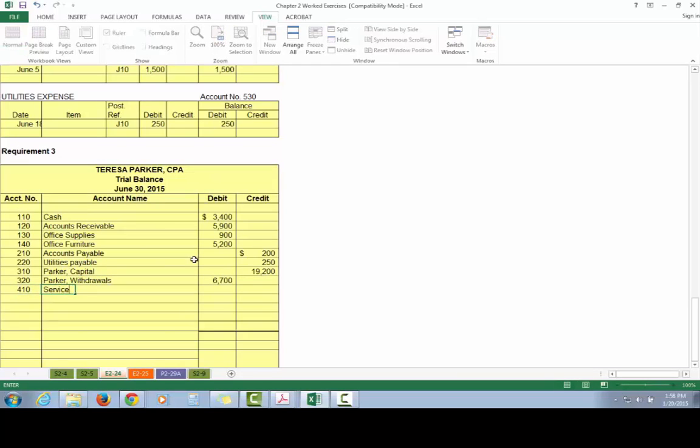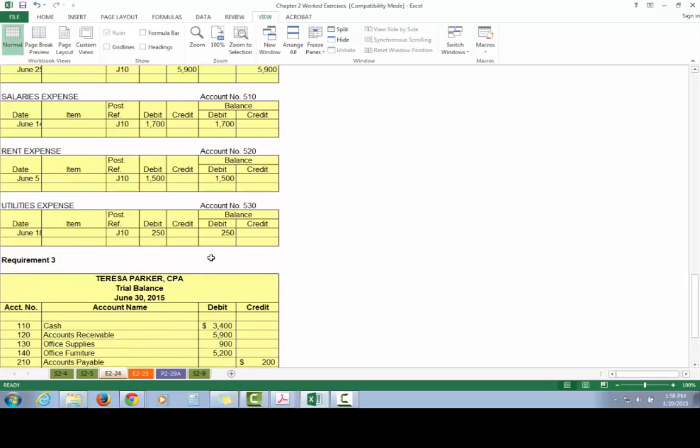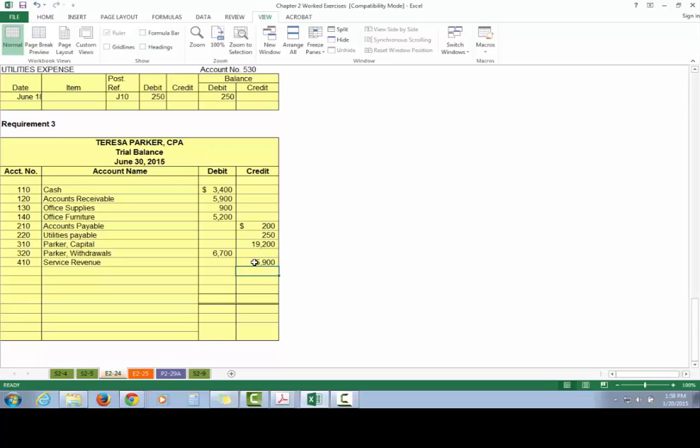Then we're on to service revenue. So service revenue, we ended up having a credit of $5,900. And then we'll list our expenses. So 510 was salaries expense. 520. And then 530 was our utilities expense. And that was for $250. Okay, then we'll have up our total.